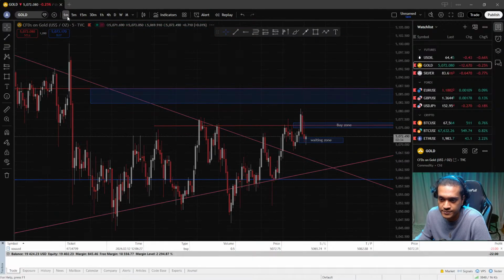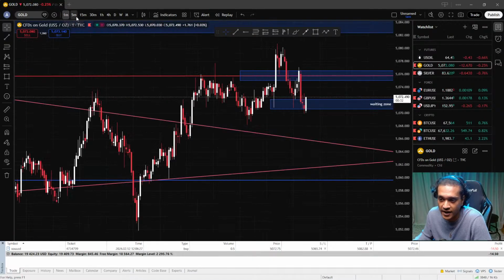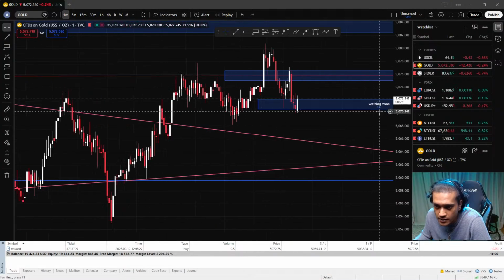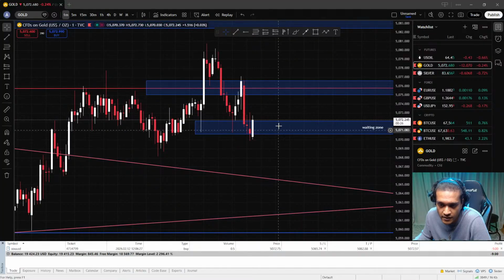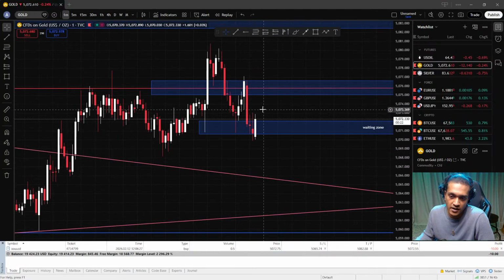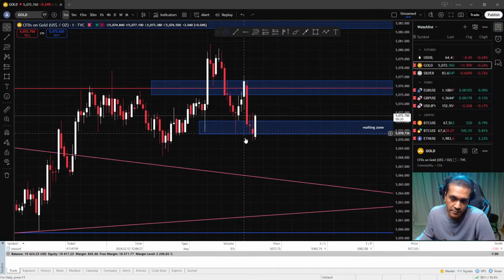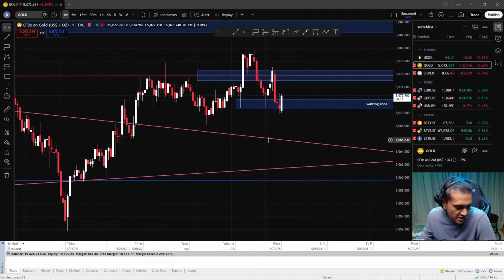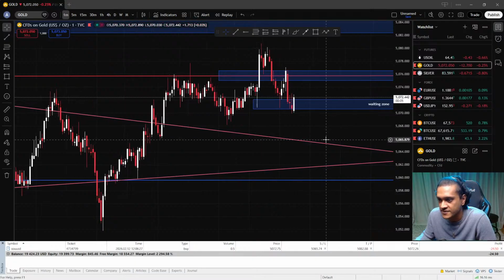Right. So basically, the waiting zone is a waiting game. Okay, if this candle engulfs, so an engulfing candle is basically when the new candlestick covers up the entire body of the previous candlestick. If it shows an engulfing candlestick, that means it's a change of character. The market is trying to reverse to be a buy rather than a sell.